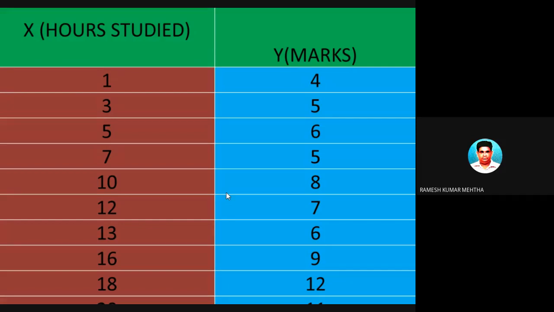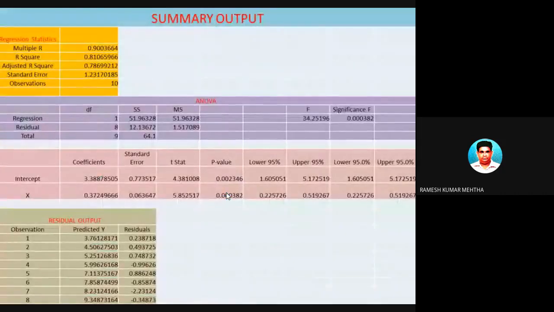Whereas in the case of multiple regression, we have many independent variables, and we are trying to find out the effect of these independent variables on the dependent variable, and we'll also find out how much of the variation in the dependent variable is explained by the independent variables. Now, this is very important data.